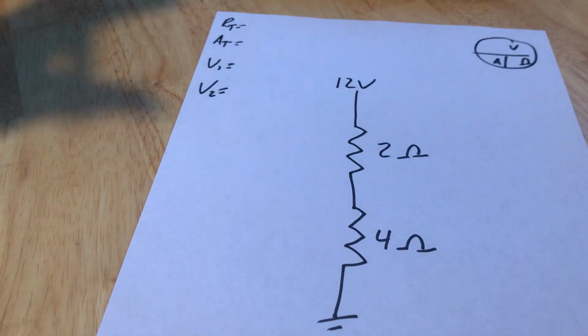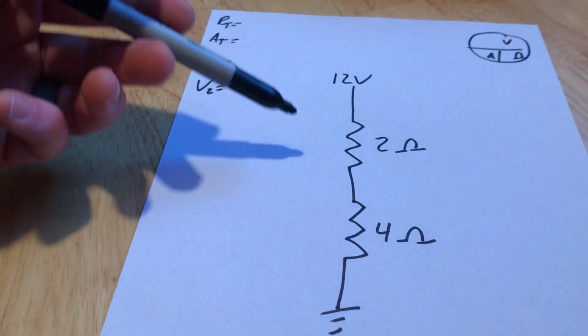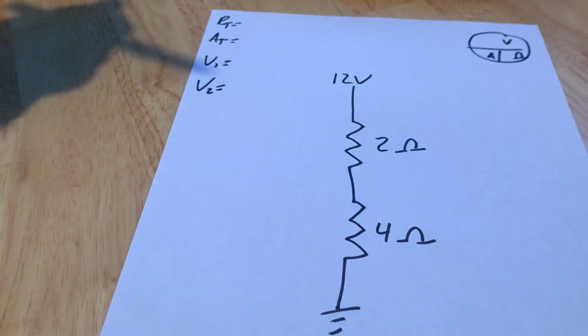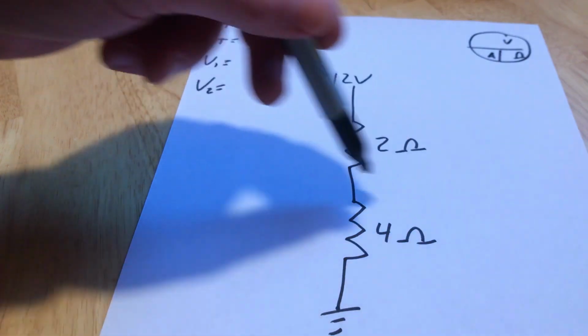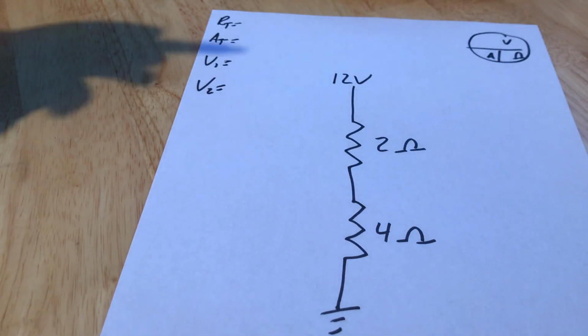Let's step it up another notch. And now I've got 2 different resistance values, so the amount of voltage dropped across each one of these is going to be different because the restriction is a little bit different. The bigger resistance should drop the majority of the voltage. Let's see if the math works out there.